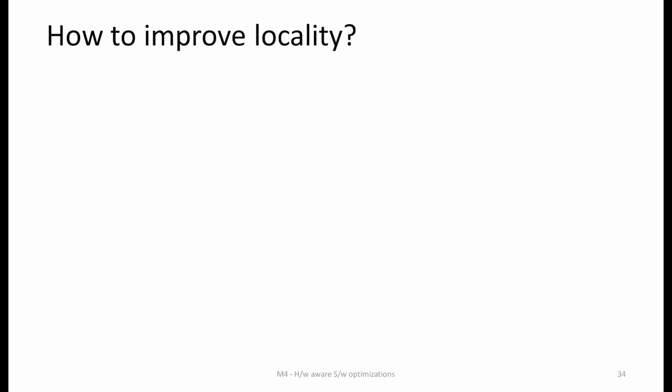Hello students, this is the third lecture of the fourth module wherein we were discussing software optimizations with underlying hardware in view. In this lecture we are going to try to answer one question: how we can improve the locality of the program.